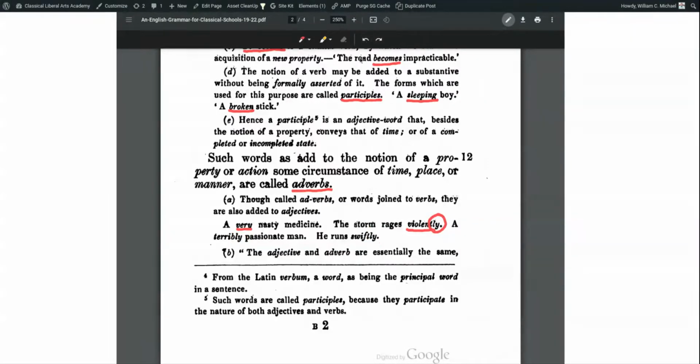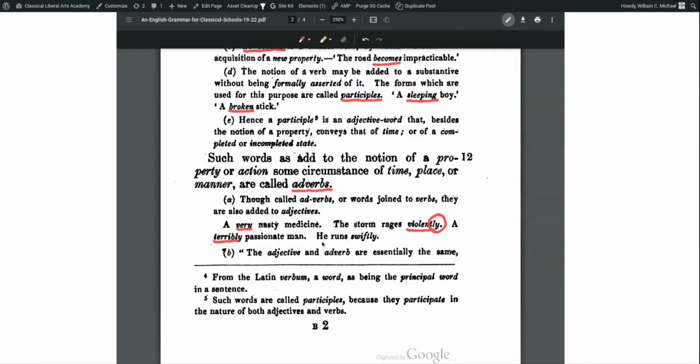So let's look at these examples. The next example is a terribly passionate man. Man is the substantive, our subject. Passionate is an adjective noun. It expresses a property that exists in the man. He is passionate. But we want to say more. We want to talk about how he is passionate. And so we say he is terribly passionate. Terribly is an adverb.